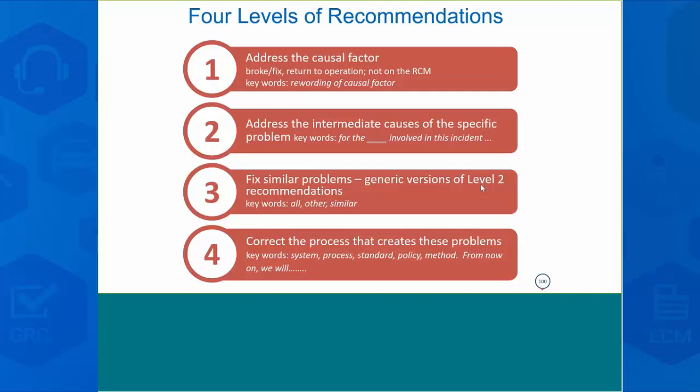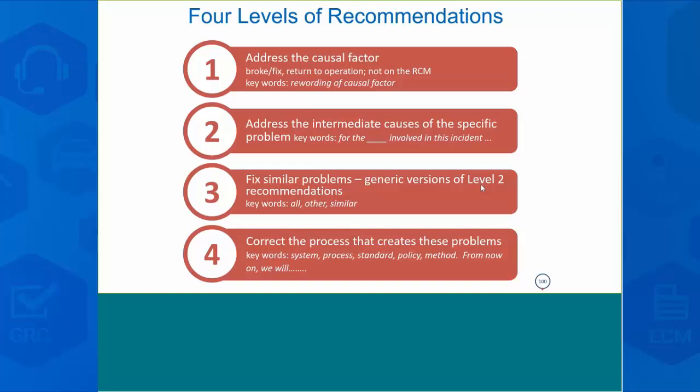4 levels of recommendation. I want to address the causal factor. If it's broke, I fix it. I return to operation. It's really not even on the root cause map. It's kind of a rewording of the causal factor. The bearing failed. Replace the bearing. Relatively straightforward. Address the intermediate causes of the specific problem. For the procedure involved in this incident, fix the procedure, whatever the specifics are.